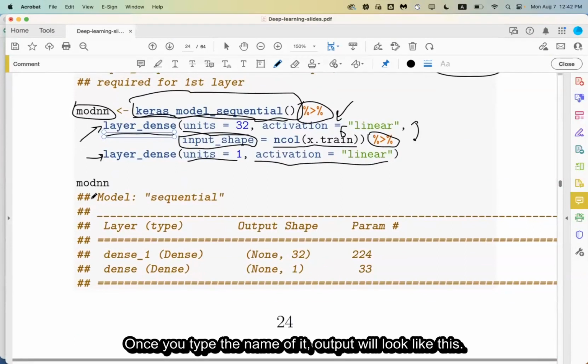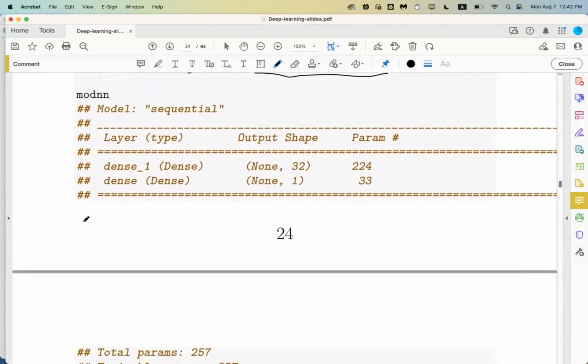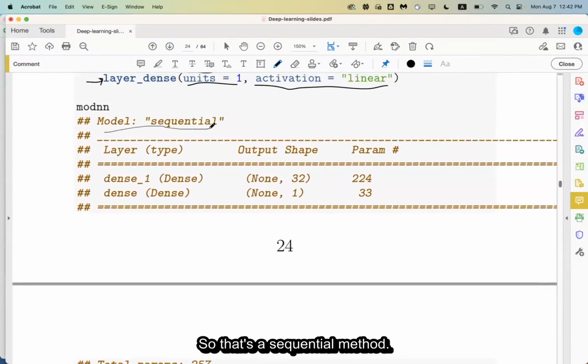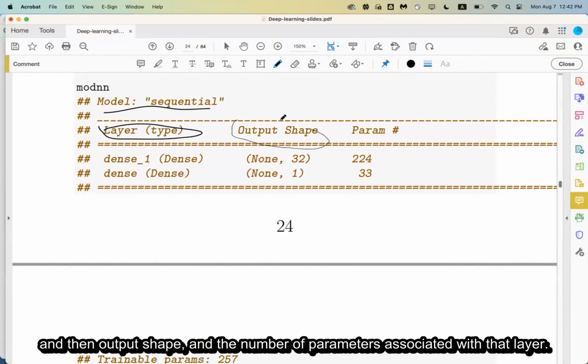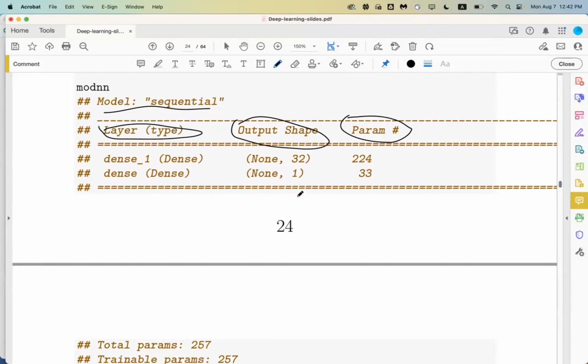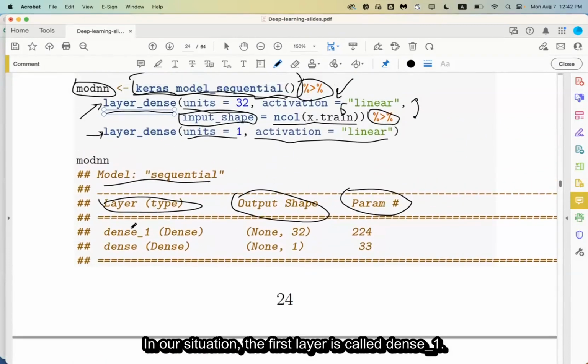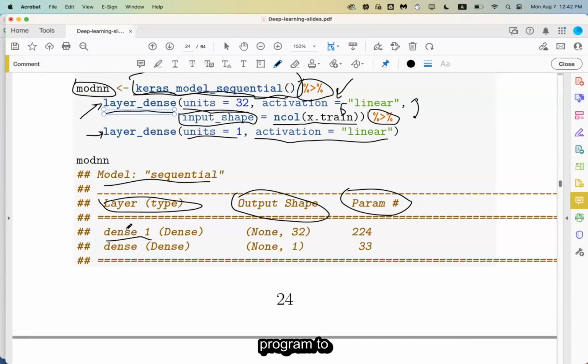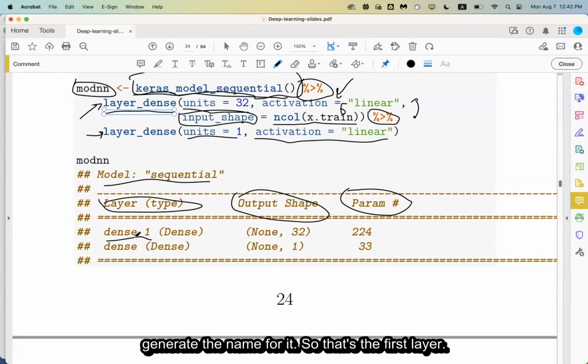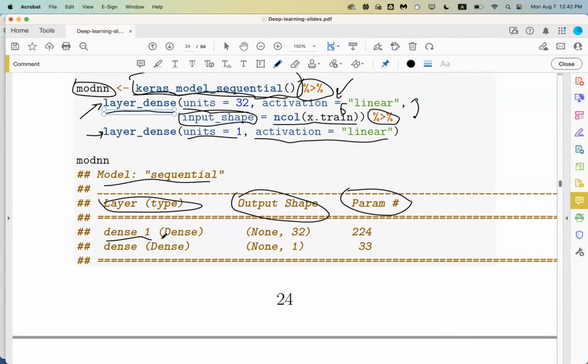Once you type the name of it, the output will look like this. So that's a sequential method. And then we have a layer, and then output shape, and the number of parameters associated with that layer. In our situation, the first layer is called dense one. You can also specify the name, but here I just ask the program to generate the name for it. So that's the first layer.